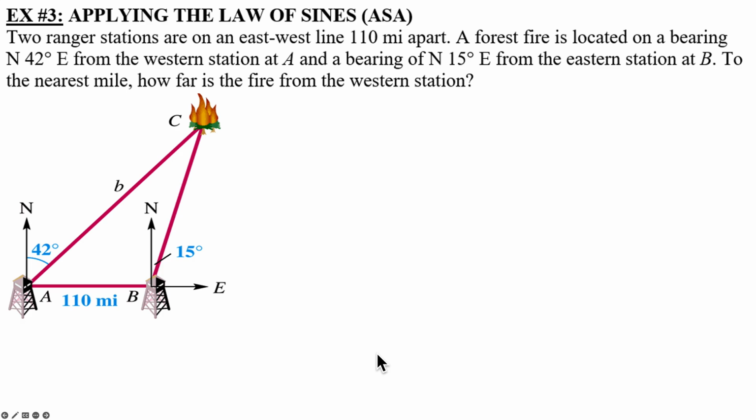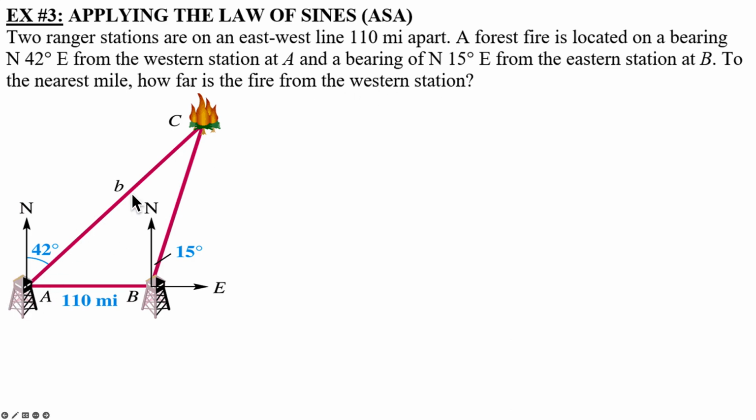Next example. Two ranger stations are on an east-west line 110 miles apart. So here we are, east-west line, 110 miles apart. Point A is going to be this station. Point B will be this station. It says a forest fire is located on a bearing north 42 degrees east from the western station at A, north 42 degrees east. And the second at point B has a bearing of north 15 degrees to the east from point B. To the nearest mile, how far is the fire from the western station?